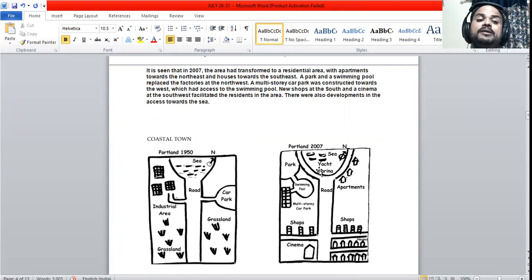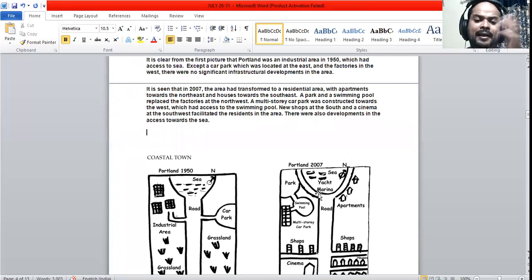Now, there were also developments in the access towards the sea. You can see some changes, some modifications there in the access to the sea. You can see some road developments and some facilities for the yachts. So you have some developments there too. That's not highlighted that much. I have to focus on the facilities in the coastal area, not in the sea. We can see some developments there.